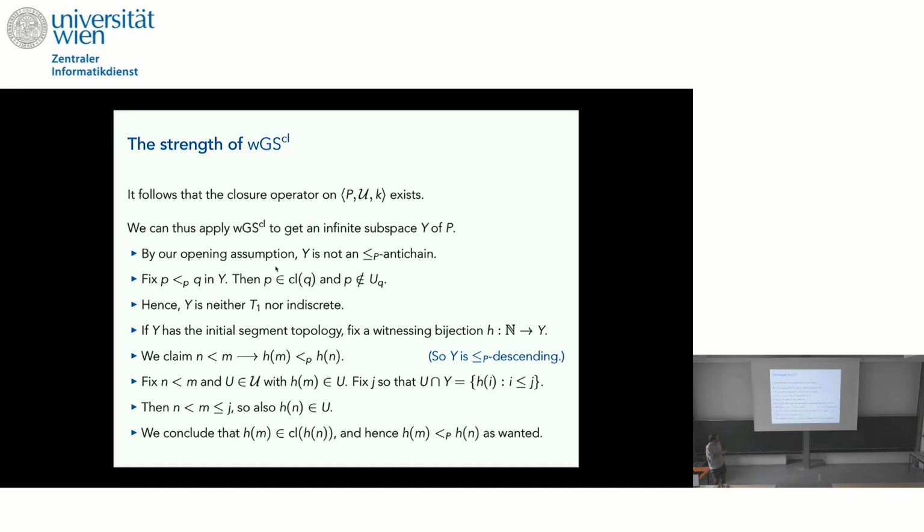All right, so since H(M) is in here, that means M is less than or equal to J. H is a bijection, so it's one-to-one. And N is smaller than J, so also H(N) is in here. Does that make sense? So what do we conclude? We conclude that H(N) is in the closure of H(M), so H(M) is less than H(N). That's the previous fact. All right, that's the proof.